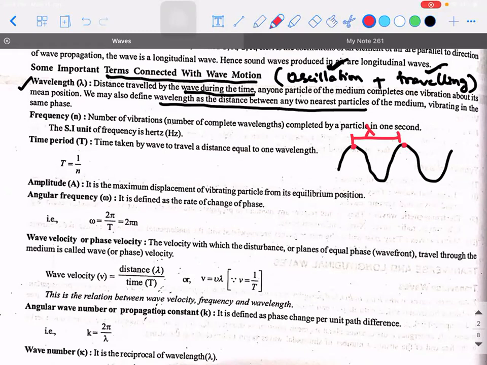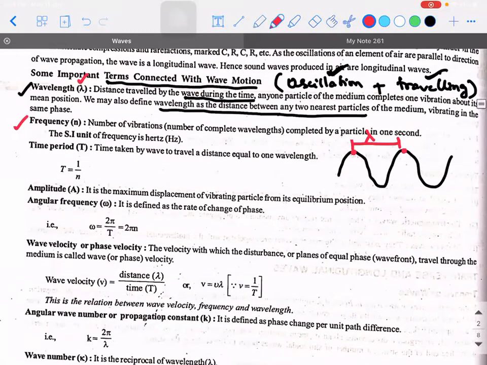Okay. Are you guys able to understand? So please make a note of this point and it is represented by the symbol lambda. So obviously its SI unit is going to be meter. Right? Next is frequency. See, all these terms that you're learning here will be helpful in your chemistry also in atomic structure chapter. Okay, so concentrate. So frequency.